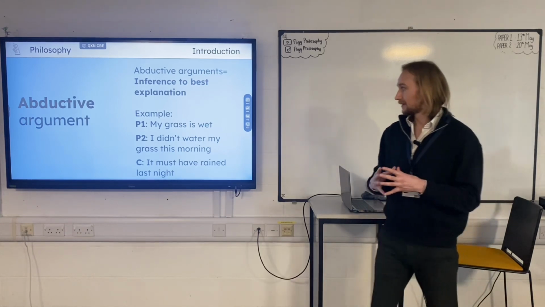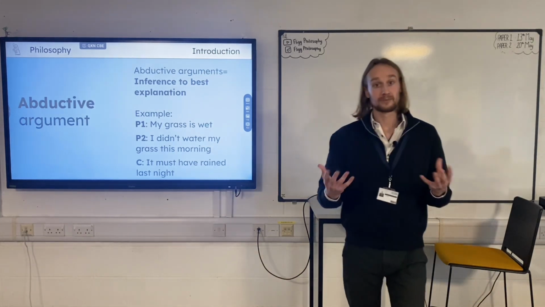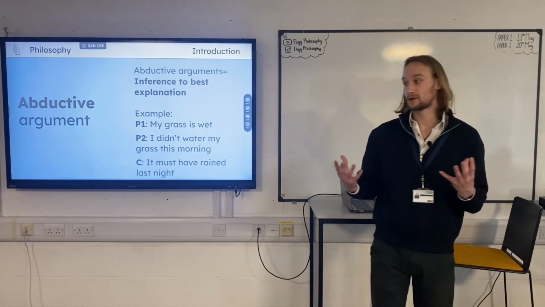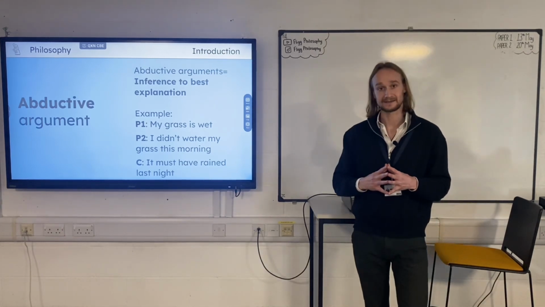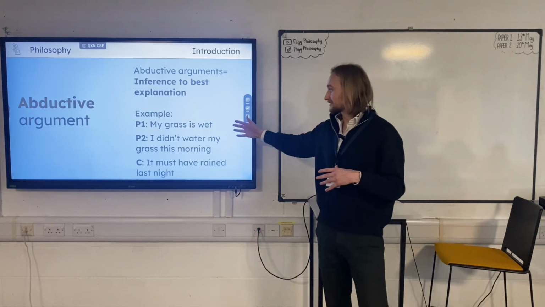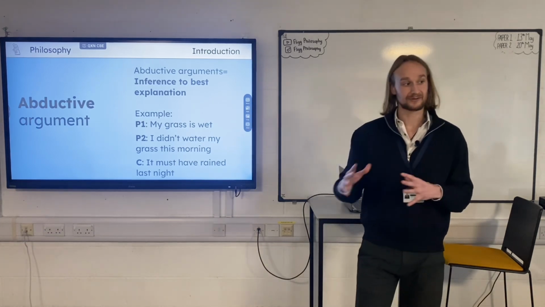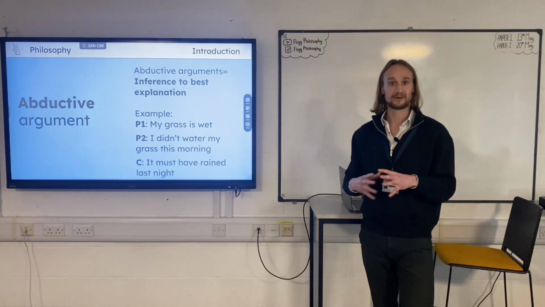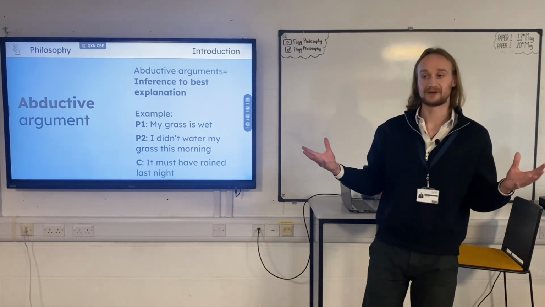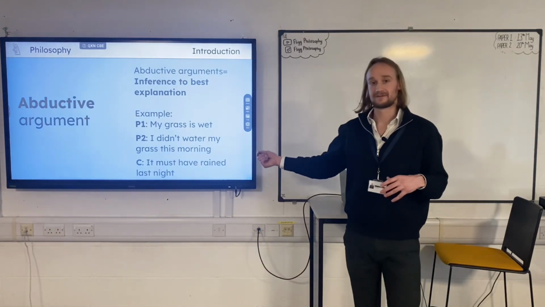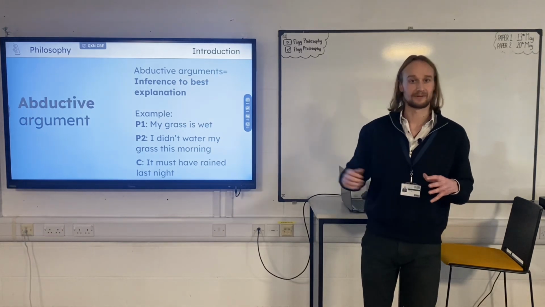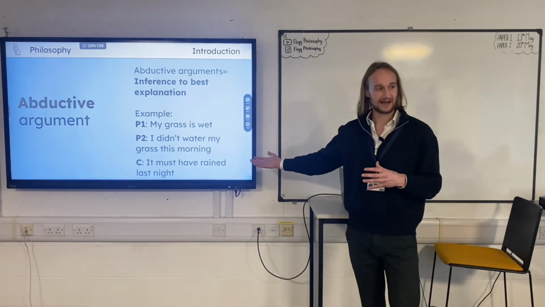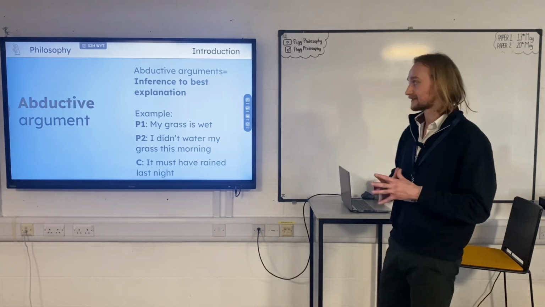Premise 1, my grass is wet. Premise 2, I didn't water my grass this morning. Conclusion, therefore it must have rained last night. The premises don't necessarily make it true that the conclusion is true, but I've just come to a best guess because any other options seem absurd. It's not as if one of my neighbours came around and watered my grass or something like that happened. It seems like the best explanation here is that it probably rained last night, and that's an abductive argument.